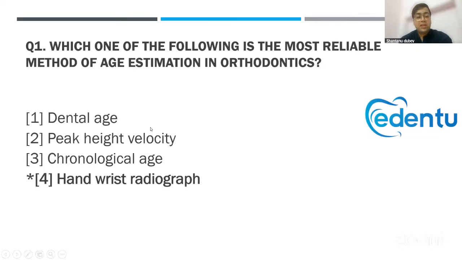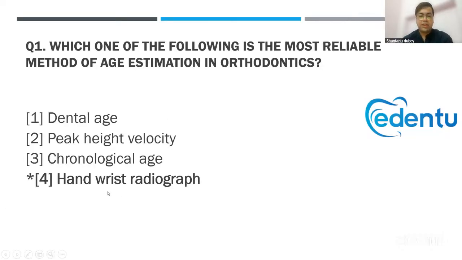The second one is quite close, which is peak height velocity. But you will understand that it is a very cumbersome procedure. It is not a cross-sectional method of age estimation. It is a longitudinal option, because you'll have to measure the height of the patient over many years and then see the height velocity, the speed of the height increase, and then decide upon that. So that is also out of the picture.